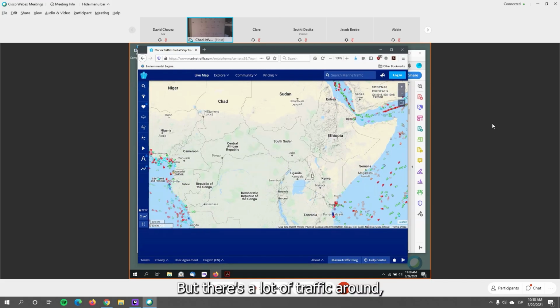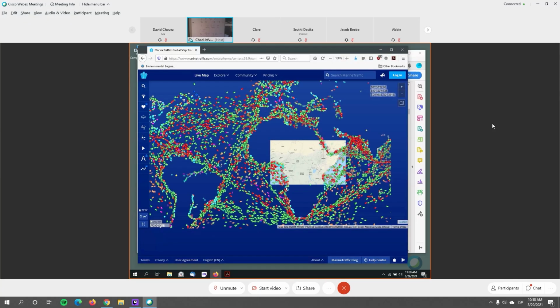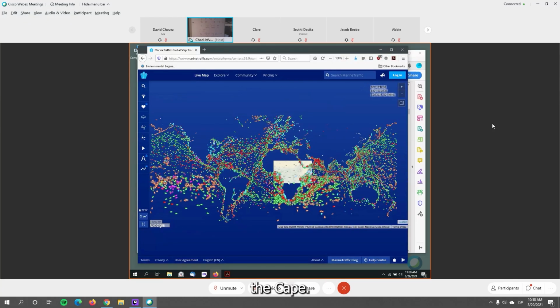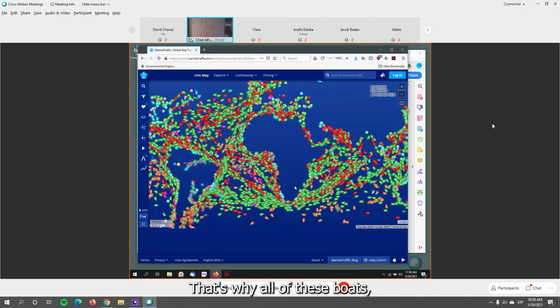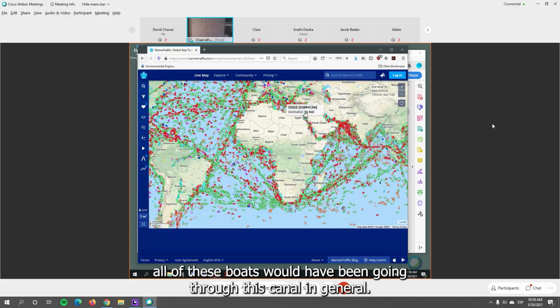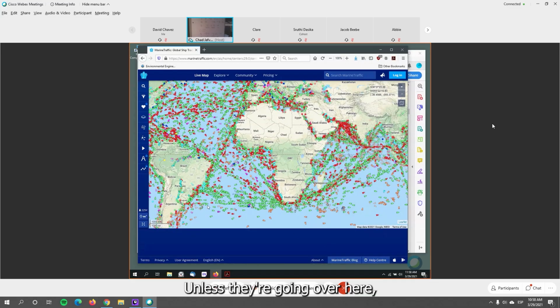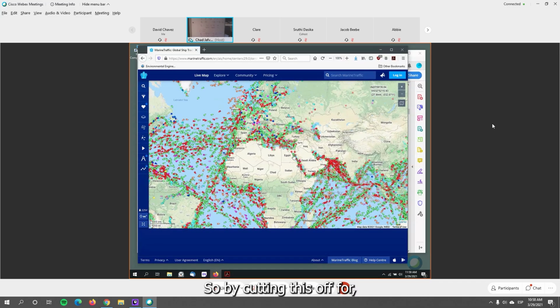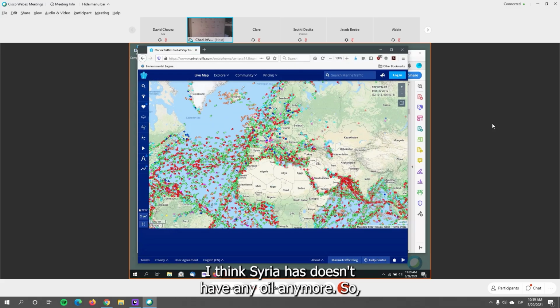But there's a lot of traffic around the Cape, and it used to not be this way. All of these boats would have been going through this canal in general, unless they were going over here to South America. But there's a lot of traffic going around the Cape and then up to Europe and up towards the US. So by cutting this off for about a week, it really slowed up traffic to the point where I think Syria doesn't have any oil anymore.